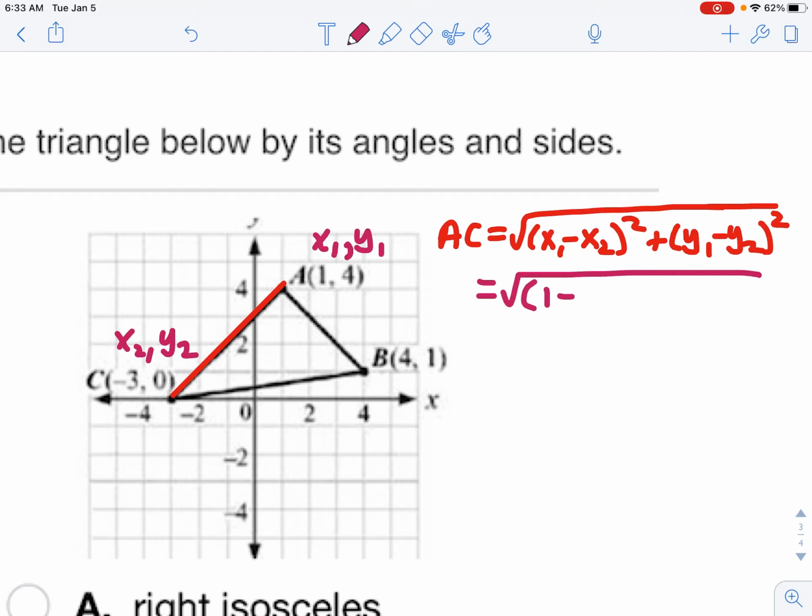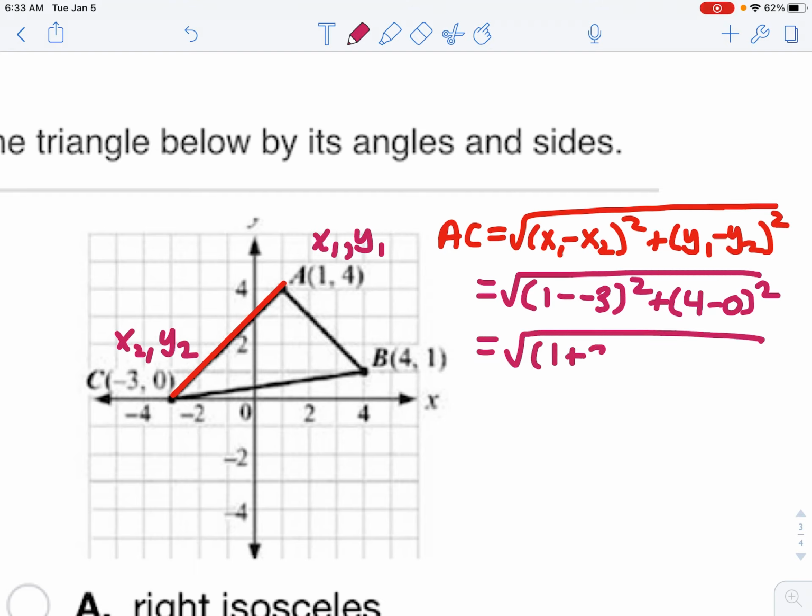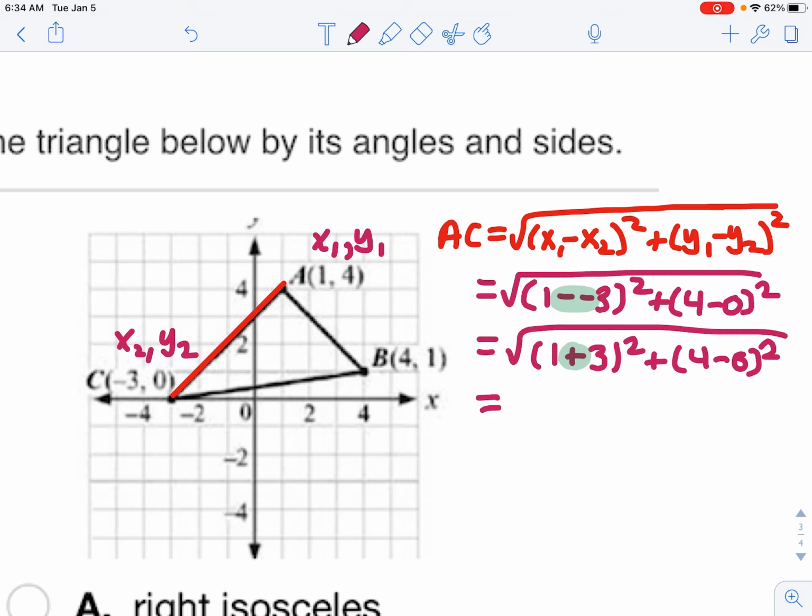X sub 1 is 1, x sub 2 is negative 3, so it's going to be 1 minus negative 3 squared, plus y sub 1 is 4, y sub 2 is 0. Now I'm just going to clean this up a little bit. We had minus and negative right here. That became a positive, squared, plus 4 minus 0 squared. Anywho, now I wrote out the distance formula, plugged things in, cleaned it up a little bit.